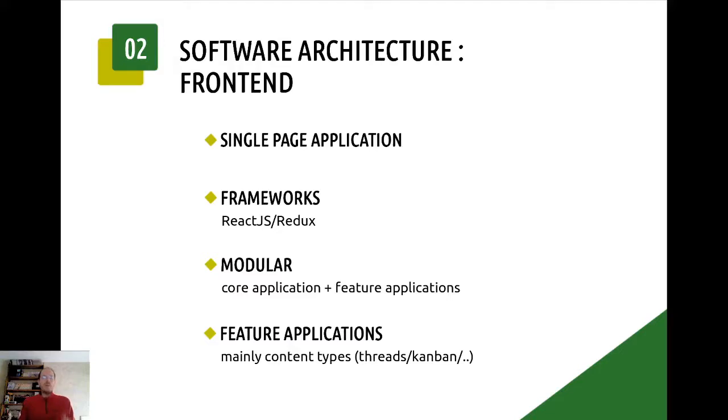The front-end is composed of a core application providing common features like the search interface, the list of spaces, and feature applications. This architecture allows customizing the display and tuning the features for each content type. It makes Tracim modular and provides a standard configuration to enable or disable feature applications on a specific Tracim instance.